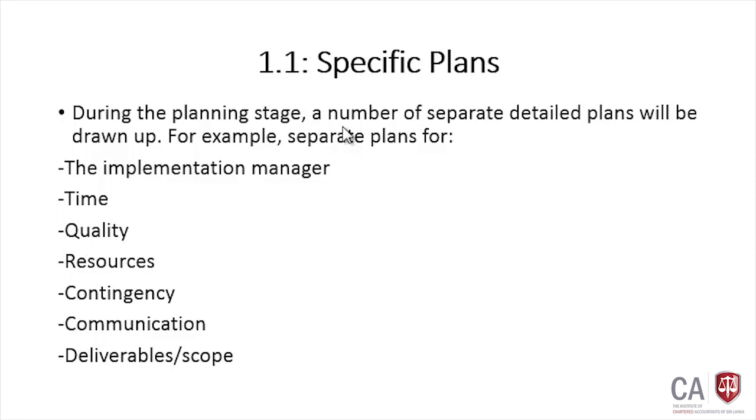Then deliverables or scope. In this plan, we detail exactly what has been agreed as the deliverables of the implementation. So what we are trying to achieve from the plan will be identified here. This should be agreed at the beginning. Otherwise, there will be some conflicts within the organization also.